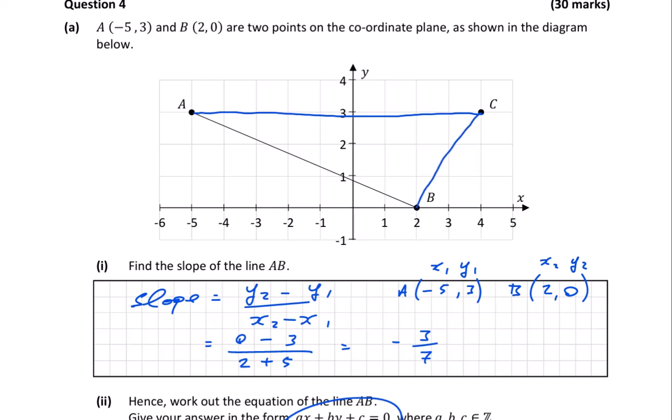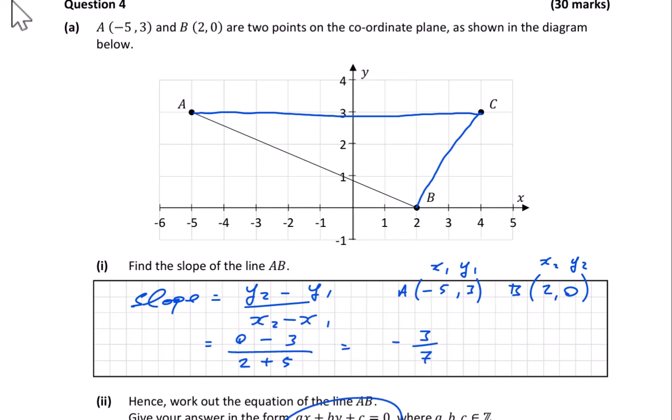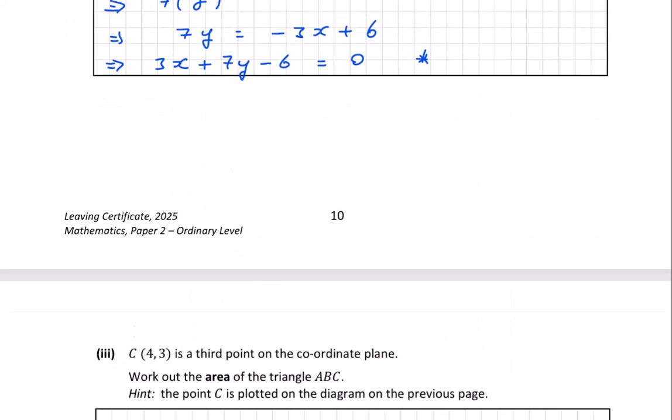So the area of a triangle is half the base times the height. If we take this part here as the base, then we can count this here as the height. So we can see that the height is 3 units. And the base will just be 1, 2, 3, 4, 5, 6, 7, 8, 9 units. So it's half of 9 times 3. That's all we've got to do to find the area of that triangle.